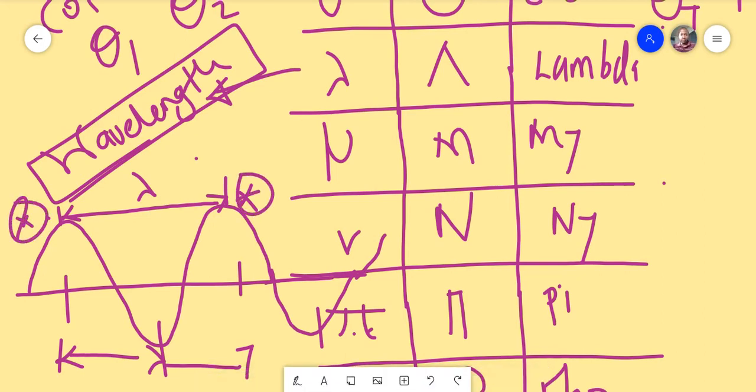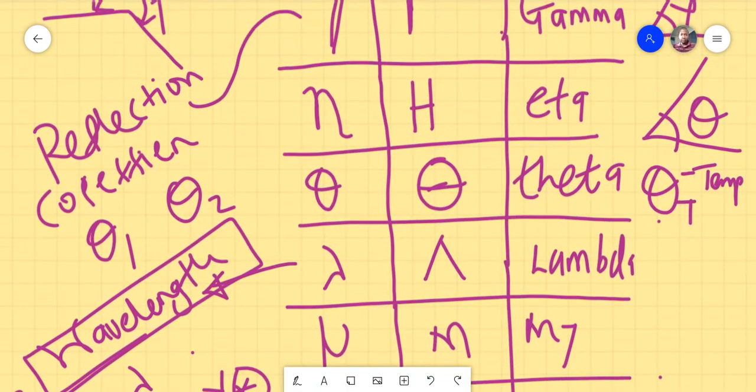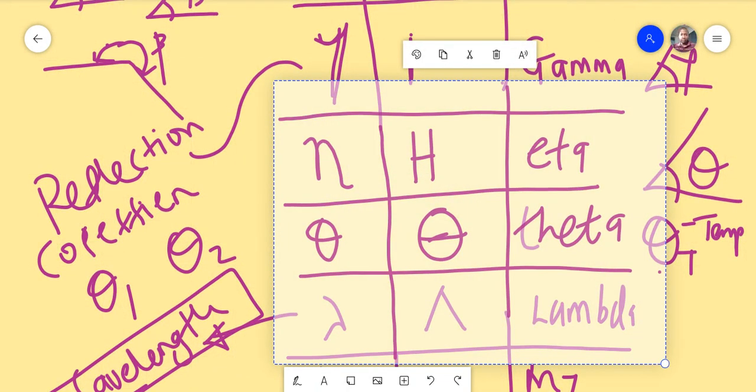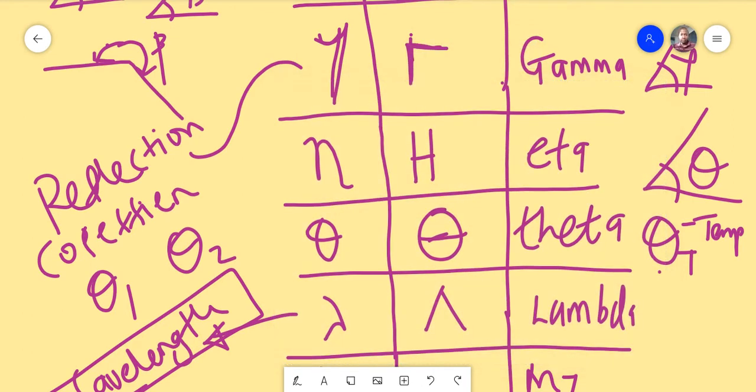Okay, so let's see if I've left out anything. Yeah, I think I've left out this one. So this symbol here, okay, this symbol here, sorry about that.